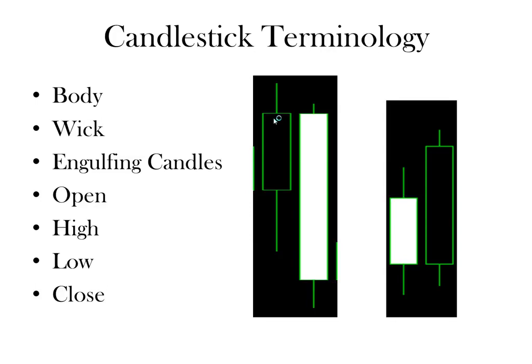And as we get further along in this educational series, we'll get more in depth and we'll continue talking about the same things. We'll continue using the same words: body, wick, engulfing candles, open, high, low, close, so you'll become real familiar. So when you're not in front of the video, when you're in front of the chart by yourself, you'll know what you're looking at. Okay, so it's not too painful. We're going to make it easy for you.